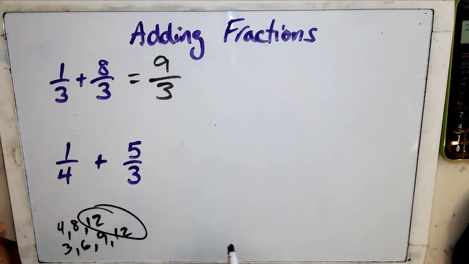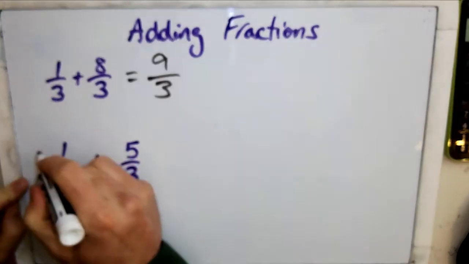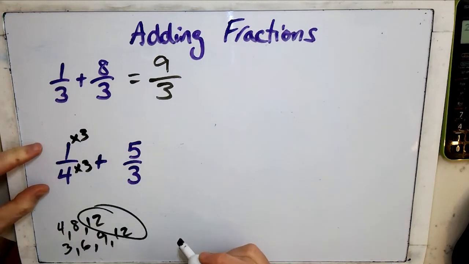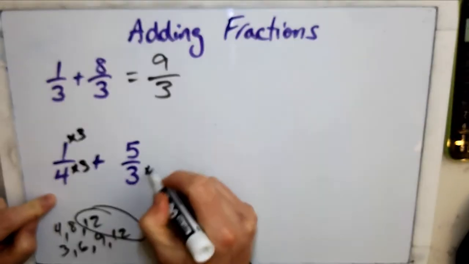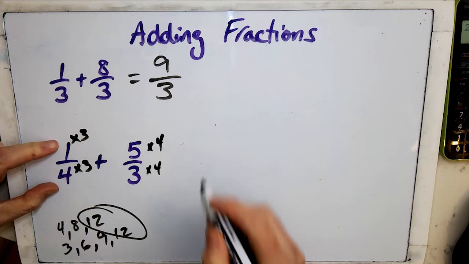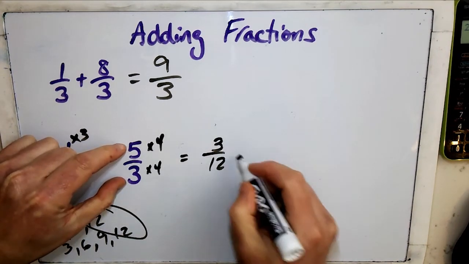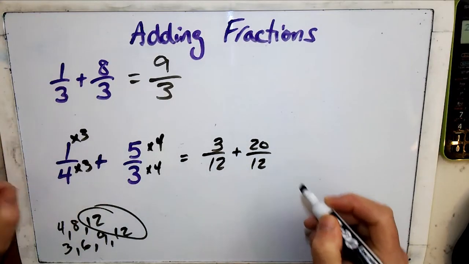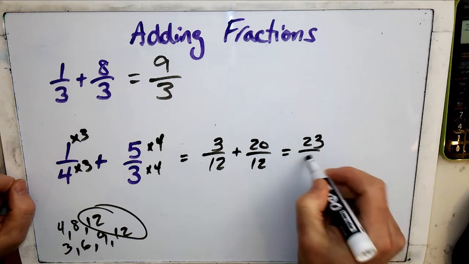Twelve is the lowest common multiple. And you can just multiply 3 times this. And I have to do it top and bottom. I'm not allowed to multiply just the top or just the bottom. This one needs to go to 12, so I have to multiply by 4. So I'm going to get 3 over 12 and 20 over 12. And so we end up with 23 over 12.